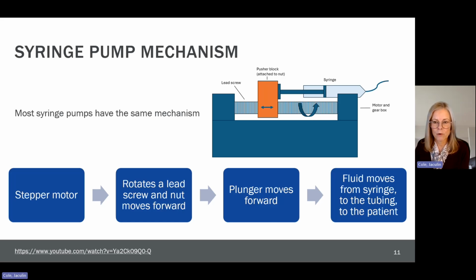Now, at low programmed fluid rates, it's going to take a while for those gears to engage, and that lead screw is going to begin to turn very slowly. So therefore, it's going to take more time for the fluids or medication to reach the patient, especially if the tubing has not been primed from the pump. But at higher programmed rates, that engagement occurs quicker. So let's look at how this affects fluid continuity.